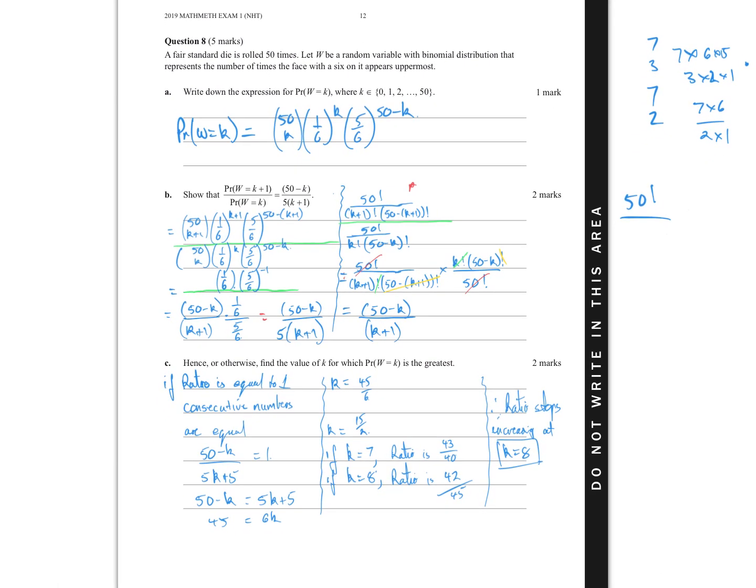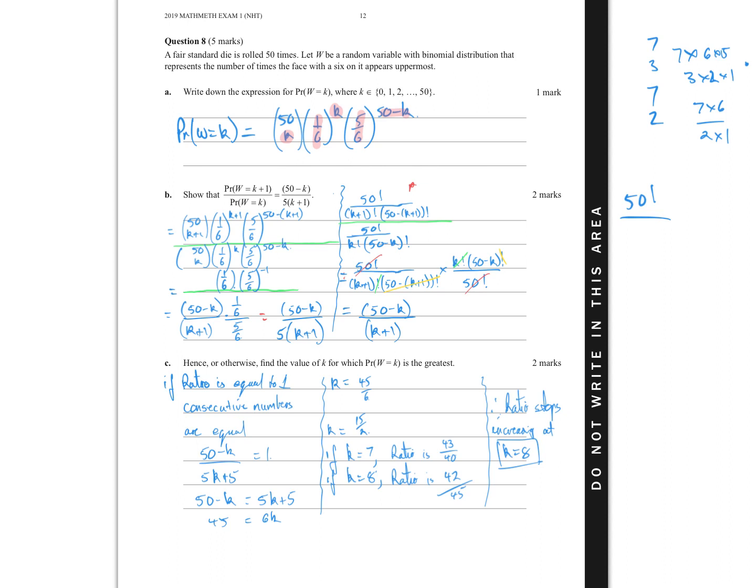Question 8. Standard die roll 50 times, random variable binomial distribution. Write down an expression for W equals K, where K is equal to 0 to 50 successes. So it's exactly that. So 50 trials, K successes, 1 on 6 to the power of K, which makes 5 on 6 to the power of 50 minus K.